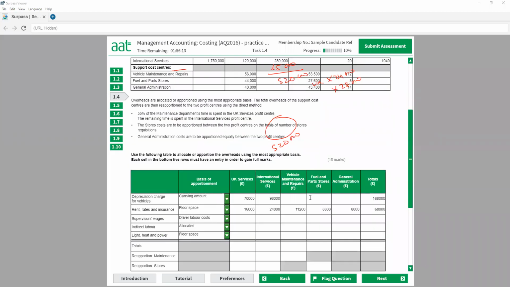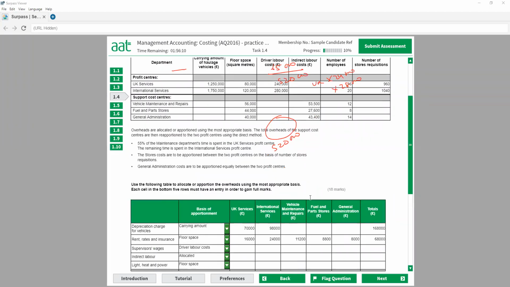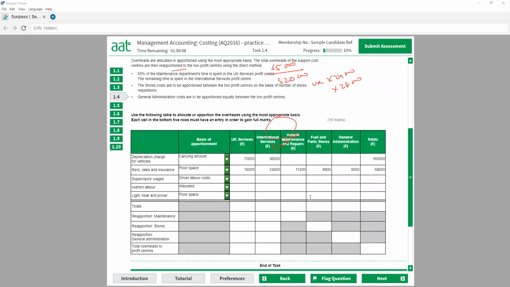So we have the direct labor supervisor wages, it is 65,000. So 65,000 divided by 520 times 240, and that gives me 30,000 for the UK service. And for the international, the remaining, 35,000. So the total is 65,000.